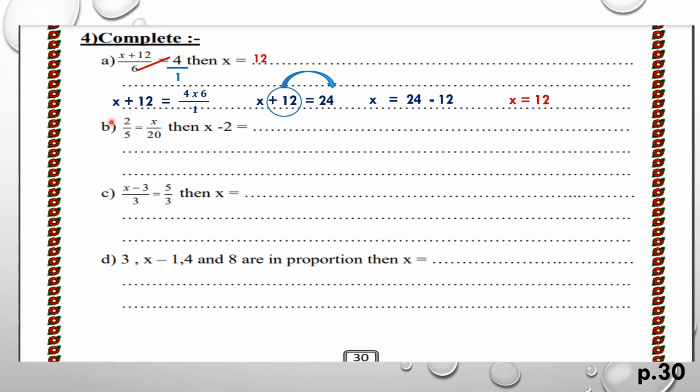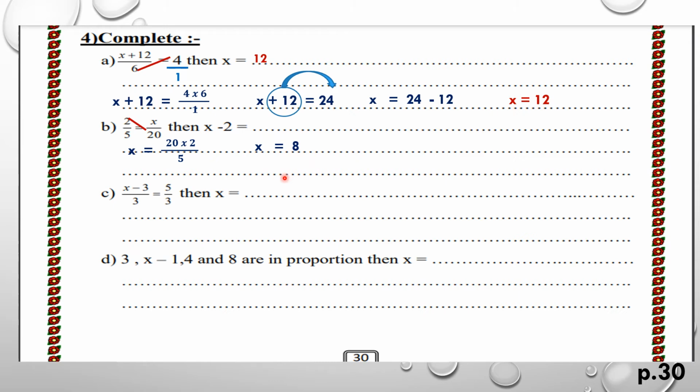Letter B. 2 over 5 equals x over 20, then x minus 2. I need to find x minus 2. Before we find x minus 2, we must find the value of x first. How can I find the value of x? As usual, do we have a completed cross? Yes, we have. 20 and 2. So x equals 20 times 2 over 5. When you calculate it on the calculator, the result will be 8.